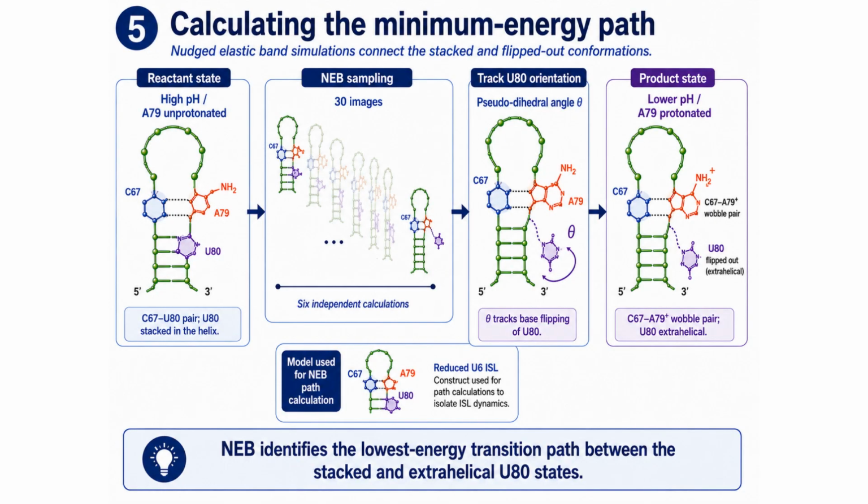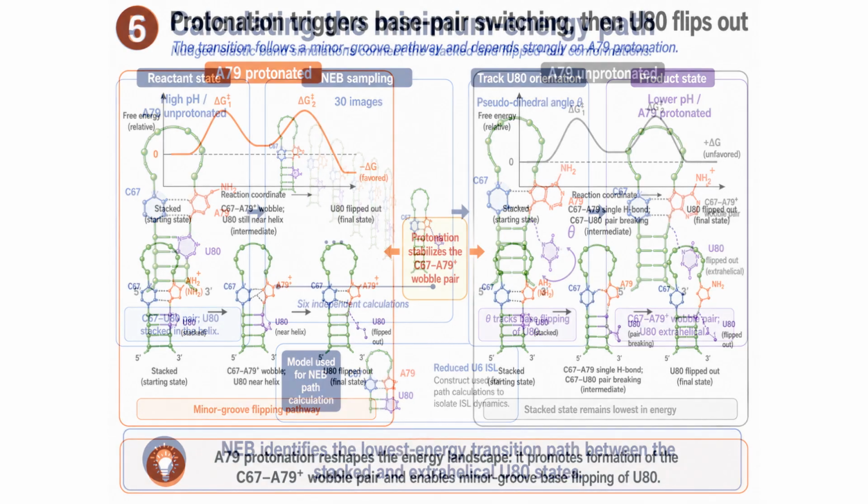Because base flipping is slower than ordinary molecular dynamics can easily sample, the authors used nudged elastic band simulations to calculate a minimum energy path between the stacked and flipped-out states. The path was represented by a series of images connecting the two endpoint structures, and the orientation of U80 was tracked with a pseudodihedral angle. The result was a clear mechanistic picture.